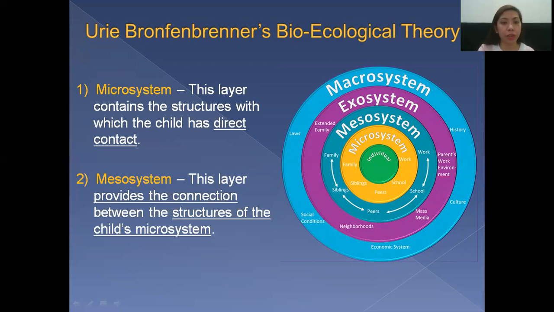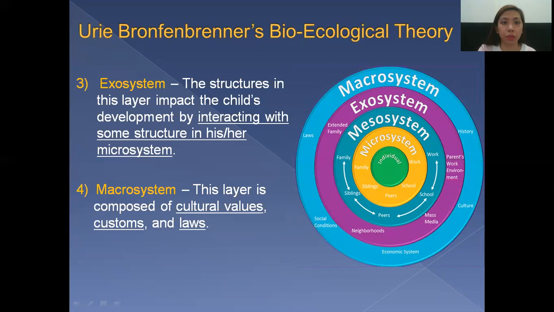The mesosystem is the layer that provides the connection between the structures of the child's microsystem. An example is the connection between the child's teacher and his parents, between his church and neighborhood. Next, we have the exosystem. The structures in this layer impact the child's development by interacting with some structure in his or her microsystem. Examples are the parents' work environment, extended family, neighborhoods, and mass media. The macrosystem is considered the outermost layer of the child's environment. This layer is composed of cultural values, customs, and laws.